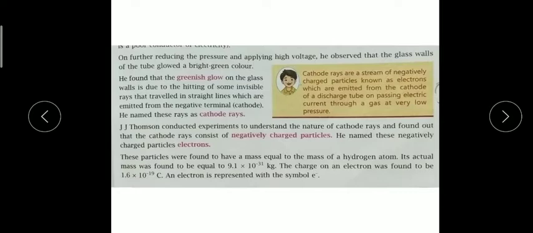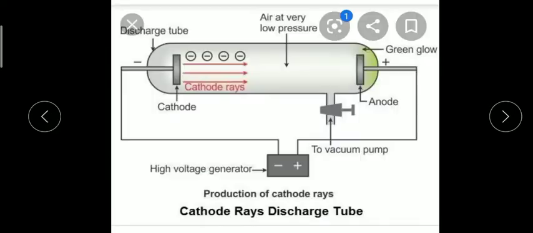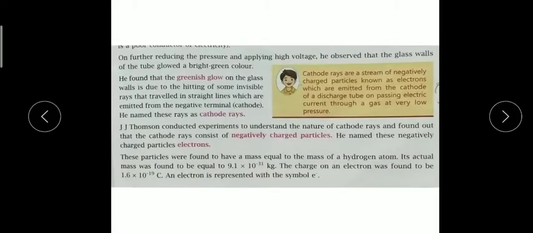Now J.J. Thomson also investigated the nature of these rays. What is the charge of these rays? He conducted this experiment many times, and he found the same thing: from the cathode, invisible rays are coming, and they glow green.